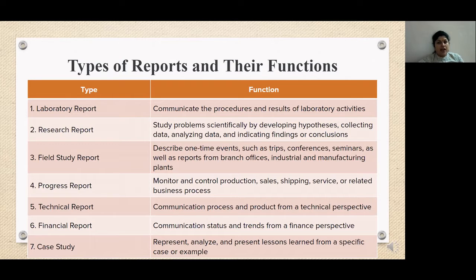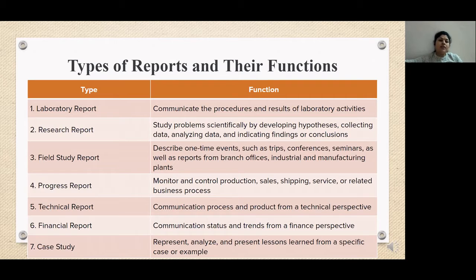How do you test or solve the problem? By collecting data, analyzing data, and then finally indicating the findings or the conclusions. So this is a report which communicates the solution to a particular problem in a scientific method, by collecting data, analyzing, and finding the conclusions.